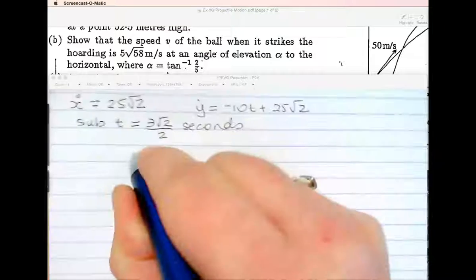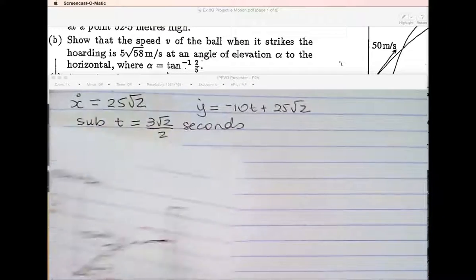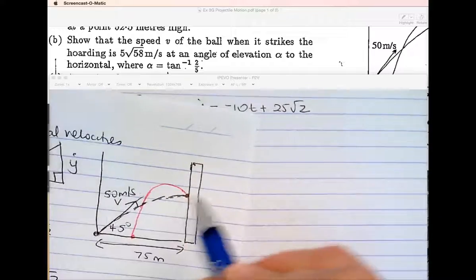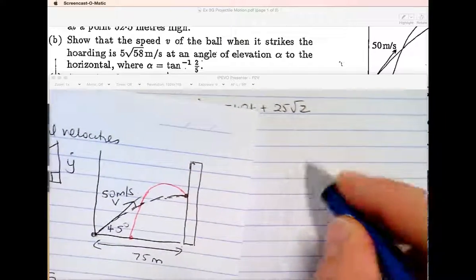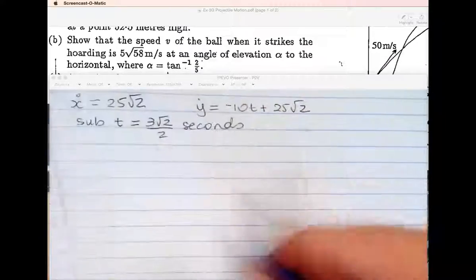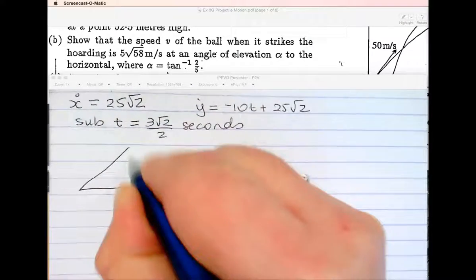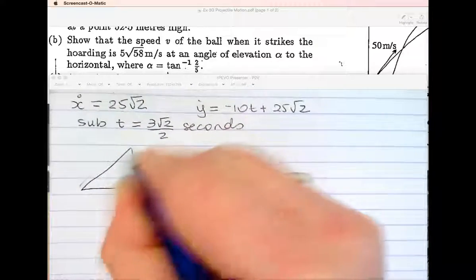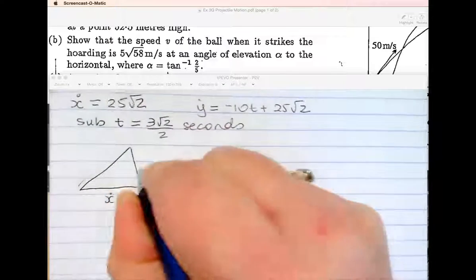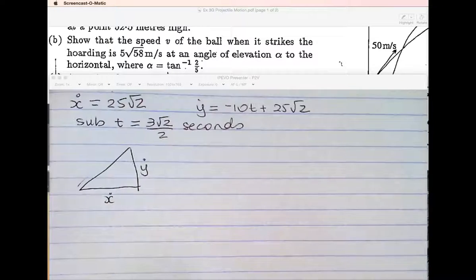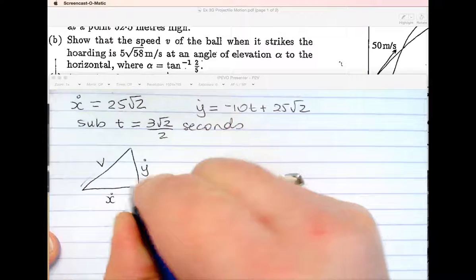Okay? Now the ball does strike, if we look at our picture, the ball is striking, still it's coming up at that angle. So I'm going to draw a triangle here. That's the ball, and it's going to be striking the boarding. I've got x dot and y dot. Okay? And I'm going to need to work out the speed.